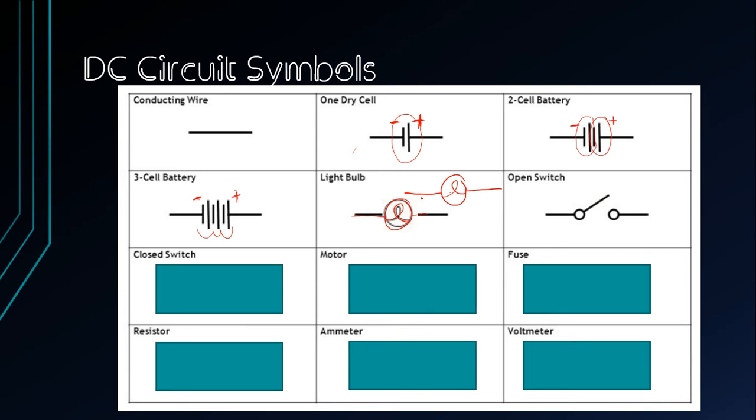Then we have our switch, still on page 4, just the last square on page 4. This is an open switch, so that means no electricity passes through, no electrons pass. So the light would be off. Or a closed switch means electrons pass.